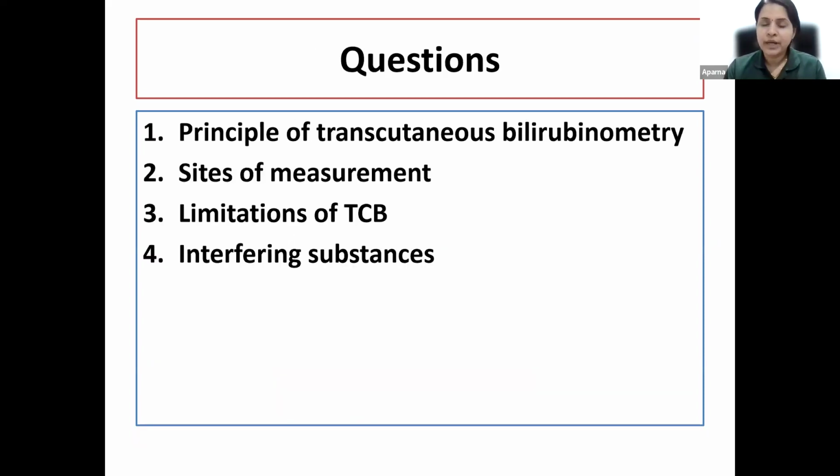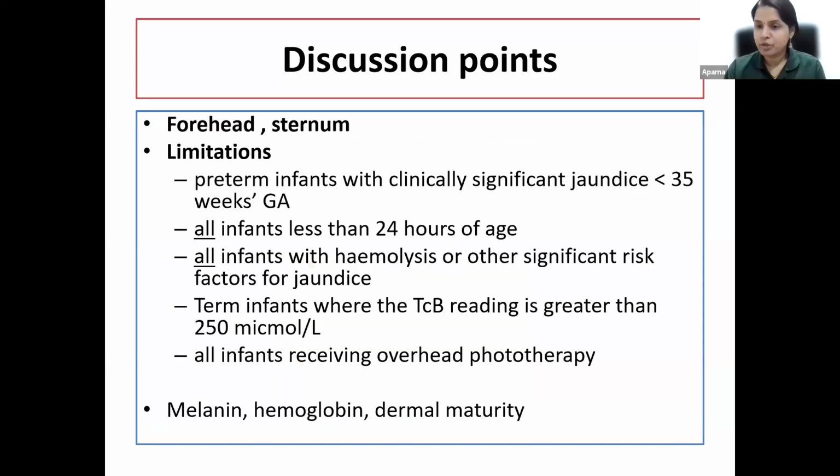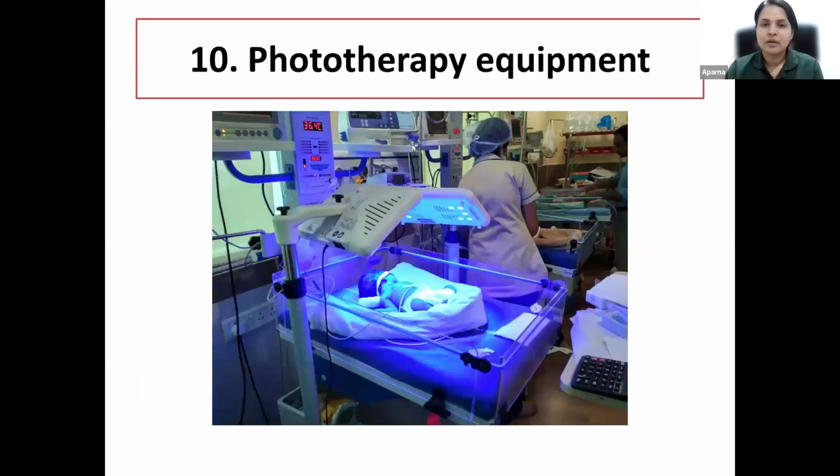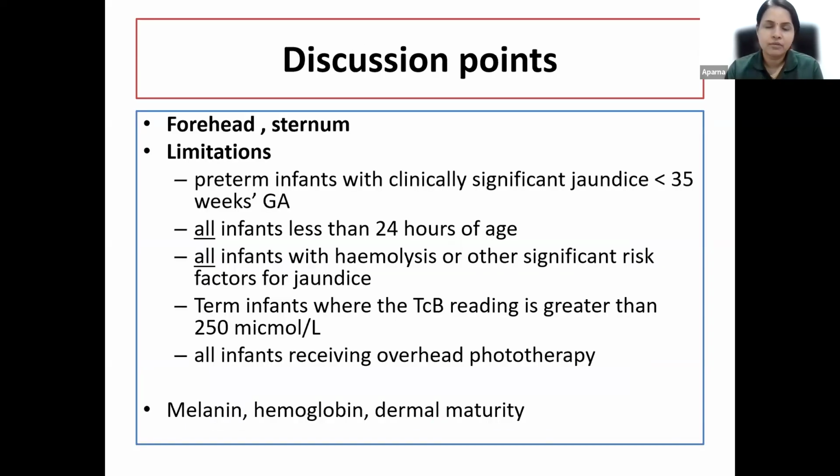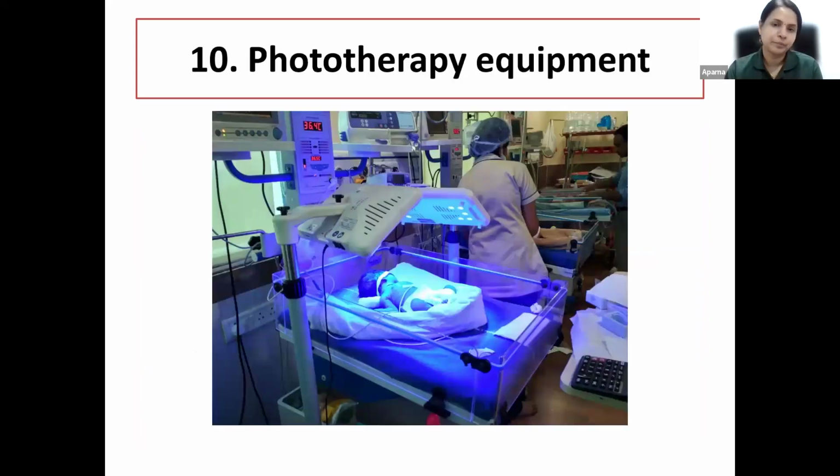Now, the other interfering substances that come in the way of our measurement of the transcutaneous bilirubin value would be melanin, hemoglobin, as well as dermal maturity. So, due to this reason, infants who have crossed 14 days of life, postnatal age, don't reliably get their values assessed with the transcutaneous bilirubin.